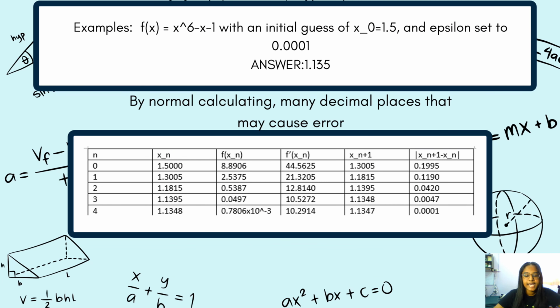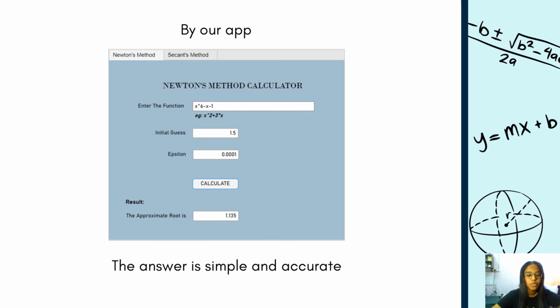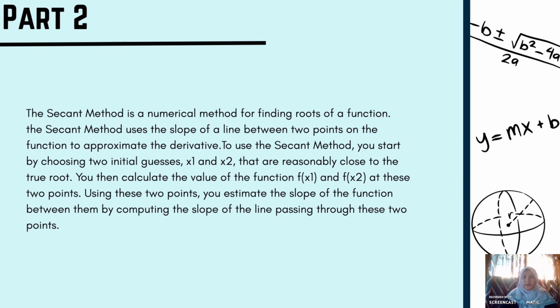The example question is x^6 - x - 1 with an initial guess of x0 = 1.5 and epsilon set to 0.0001. When we solve this question with the traditional method, sometimes there will be an error in the calculation. To avoid such things, we created the Newton's method calculator. By using our app, we can solve the question easily and also get an accurate answer. We will proceed with part 2.